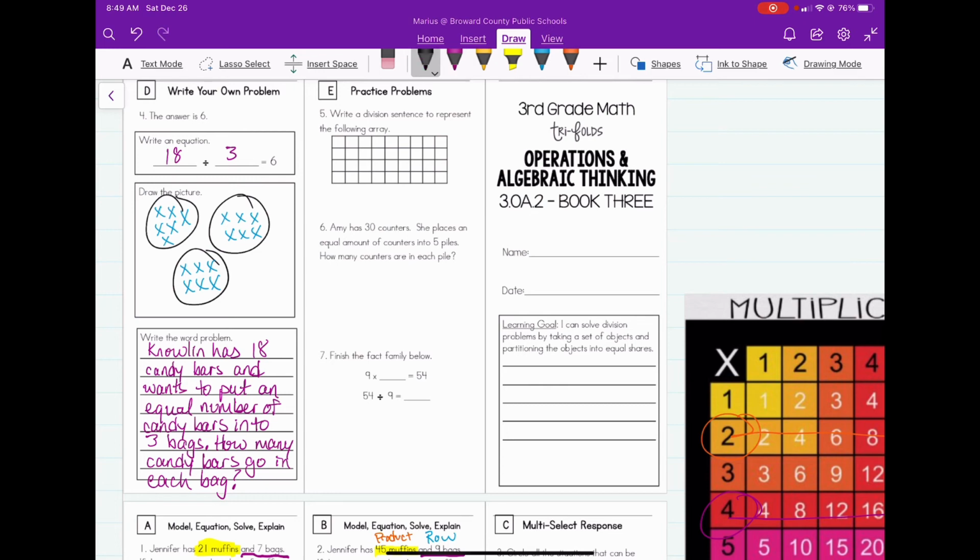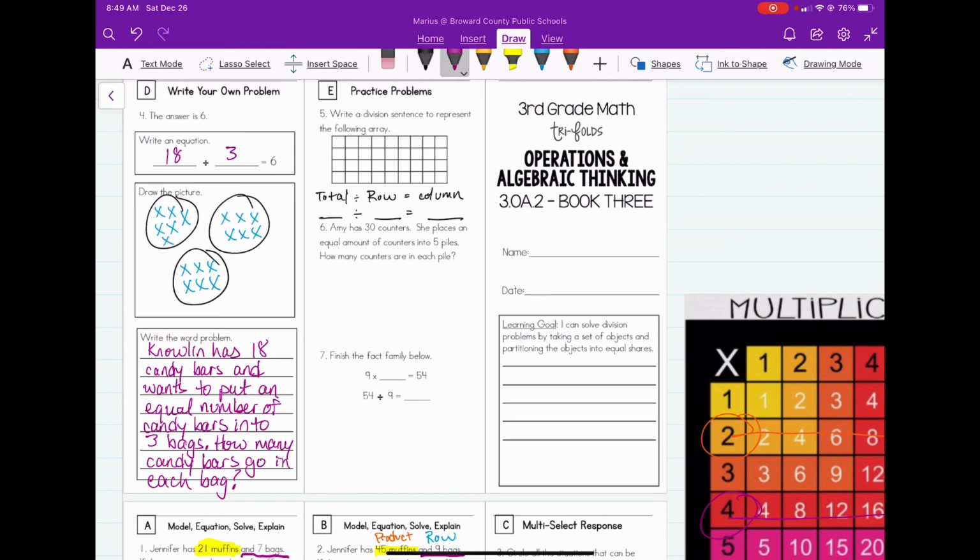Let's take a look at number 5. For number 5, it says write a division sentence to represent the following array. All right, well, when we write our division sentence, we need the total divided by the row, and it equals the column. So let's write our division sentence out.